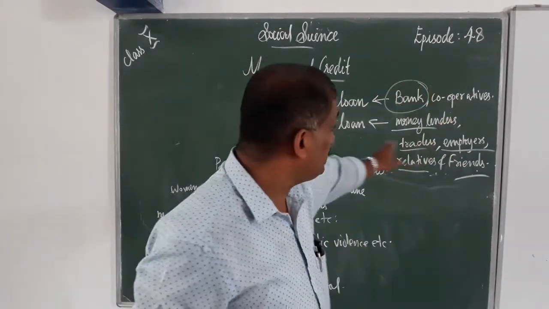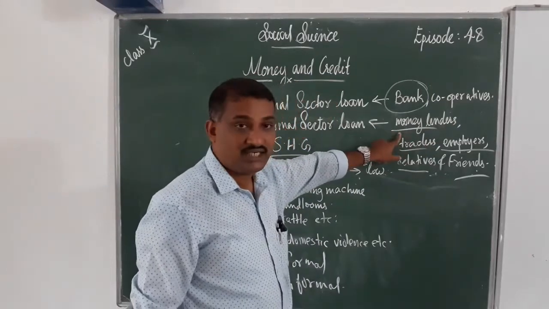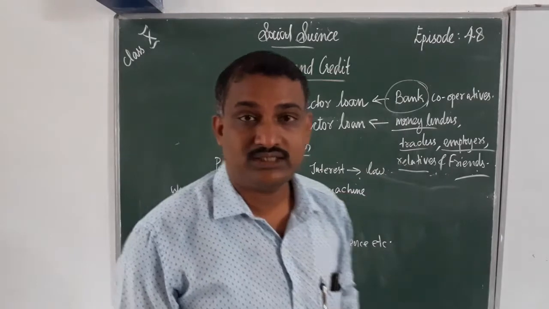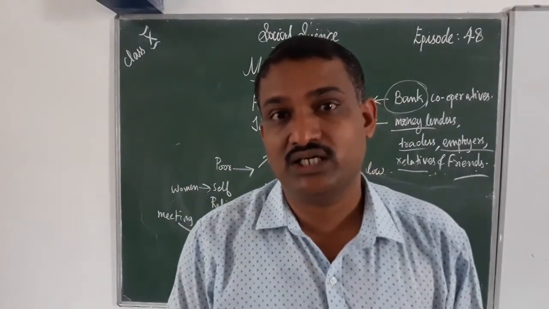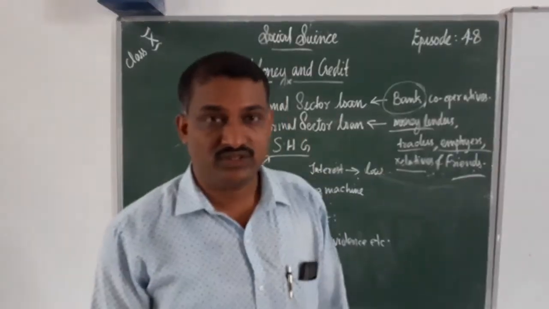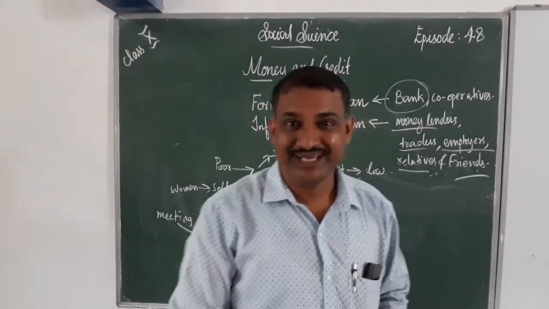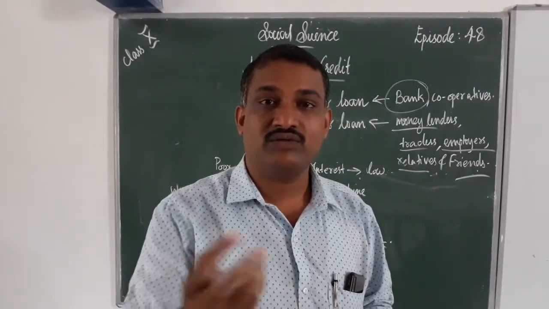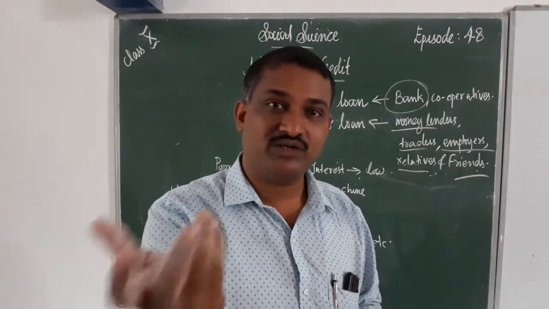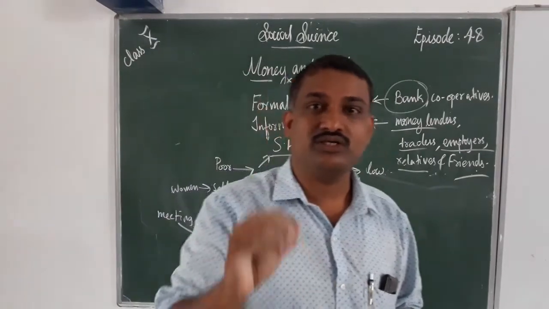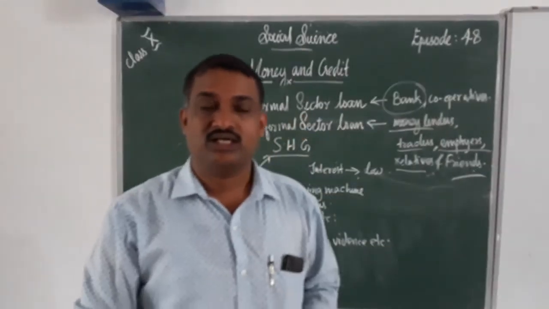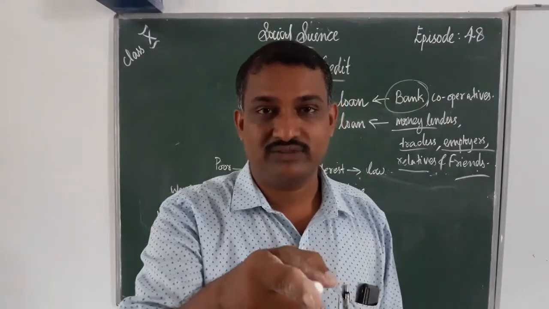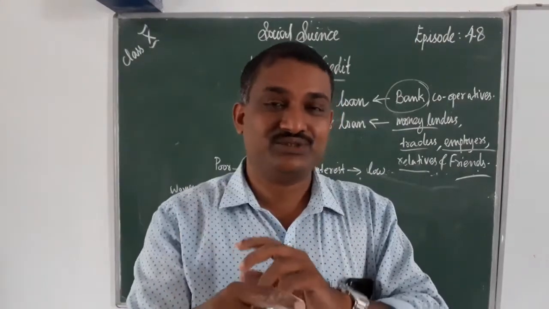These informal sector loans are given by money lenders, traders, employees, and sometimes your relatives and friends. At that time, maybe your friend or relative, when you borrow money, afterwards becomes an enemy. That is why we say do not give money to a friend. If you give money to your friend, definitely this friend will not repay it. That friend becomes your enemy.